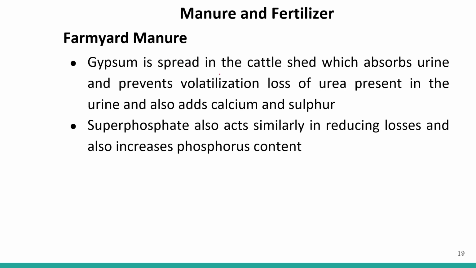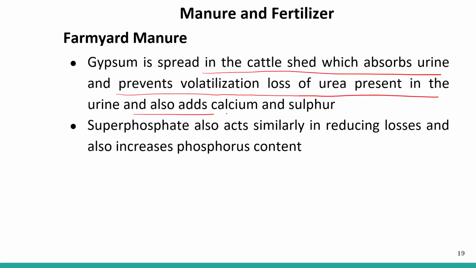Gypsum is spread in the cattle shed, which absorbs urine and prevents volatilization loss of urea present in the urine, and also adds calcium and sulfur. So not only does it reduce the volatilization of the urine, but it also adds some nutrients like calcium and sulfur. Superphosphate also acts similarly in reducing the losses and also increases the phosphorus content.